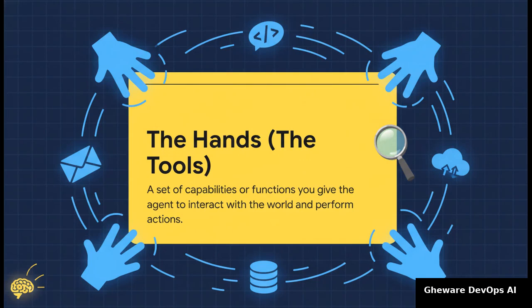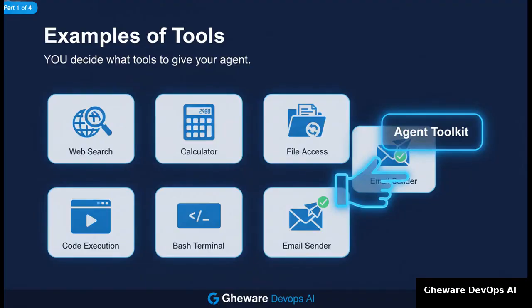Next up, we have the hands, which we call tools. So if the LLM is the brain, then tools are the superpowers you give your agent so it can actually interact with the world. Each tool is a specific capability. A calculator tool can do math, a web search tool can browse the internet, a file access tool can read and write documents.